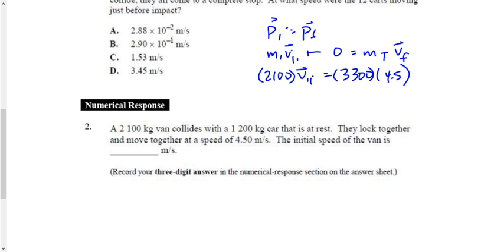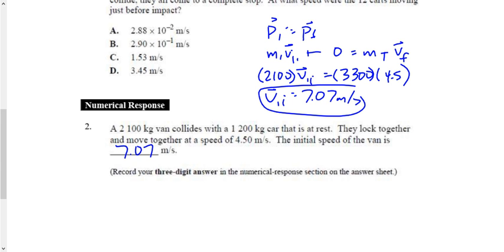So multiply those together, divide by 2,100, and it works out to be 7.07 meters per second. And we just fill it in as 7.07, if this was an actual answer sheet. Okay, that's certainly one that we want to get correct, right? That's one that, come test time, we need 100% of people to get right. No signs, no positives, negatives that we have to worry about, no tricks to that at all. That's just one that 100% of us can nail.